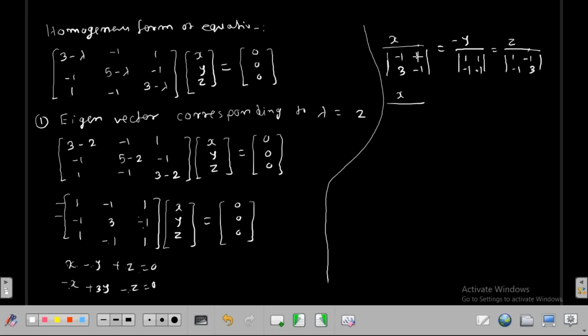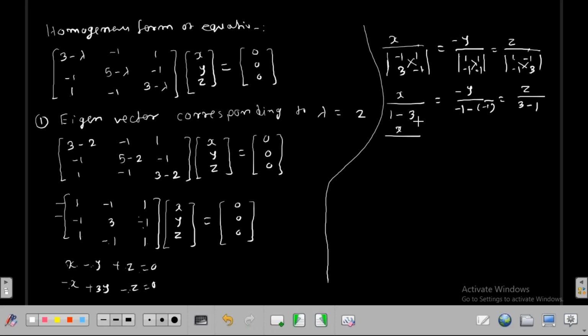So for x, first multiply these two numbers: minus 1 into minus 1 is plus 1, then minus 2, multiply these numbers: 3 ones are 3. Then equal to minus y divided by: multiply these two numbers, 1 into minus 1 is minus 1, then minus 2, multiply this number: minus 1 into plus 1 is minus 1. Then equal to z divided by: multiply these two numbers, 1 into 3 is 3, then minus, multiply these two numbers: minus 1 into minus 1 is plus 1.